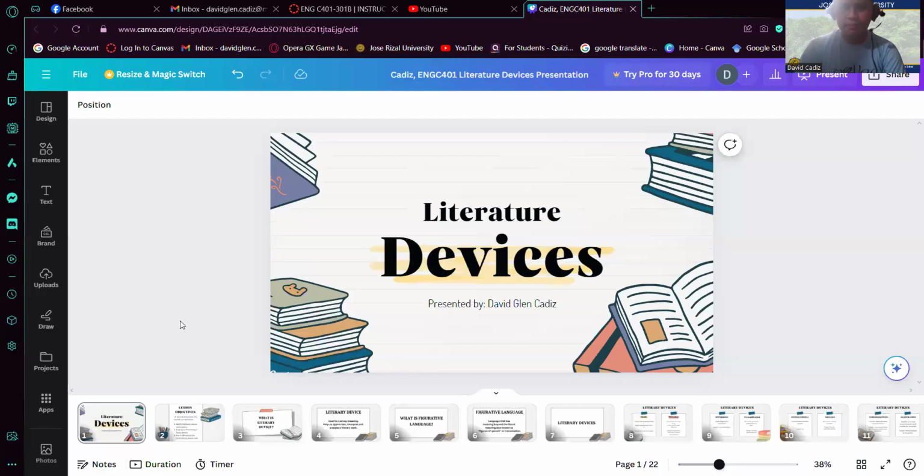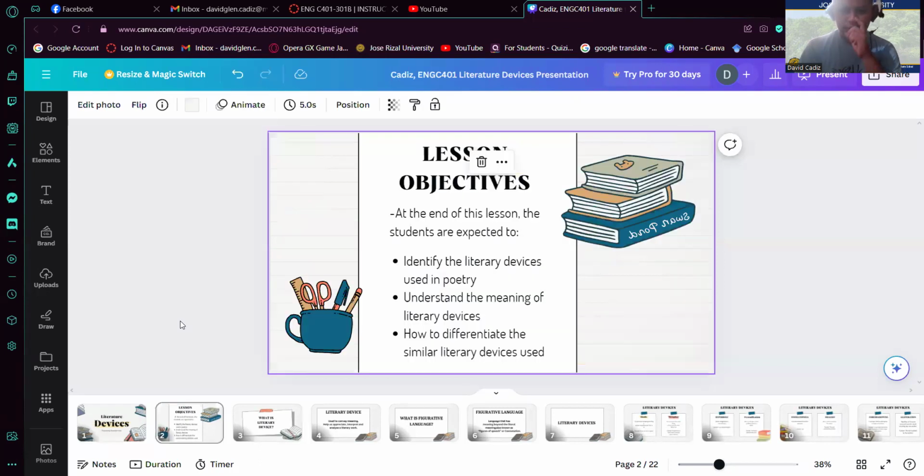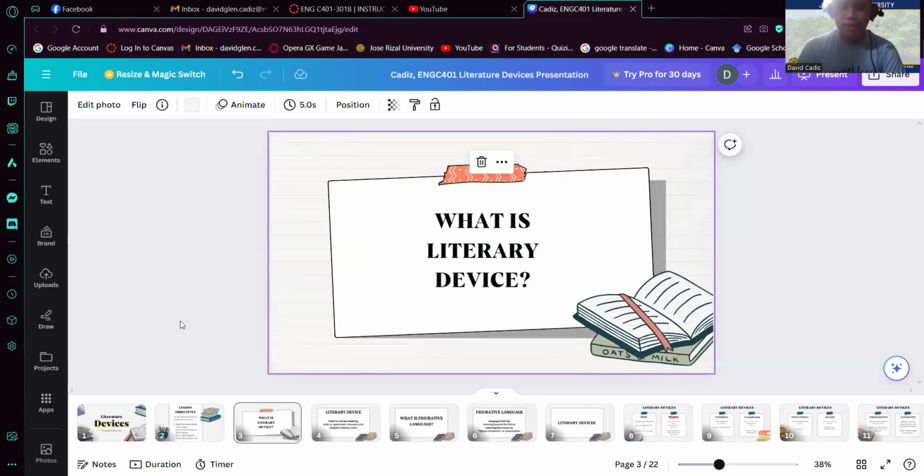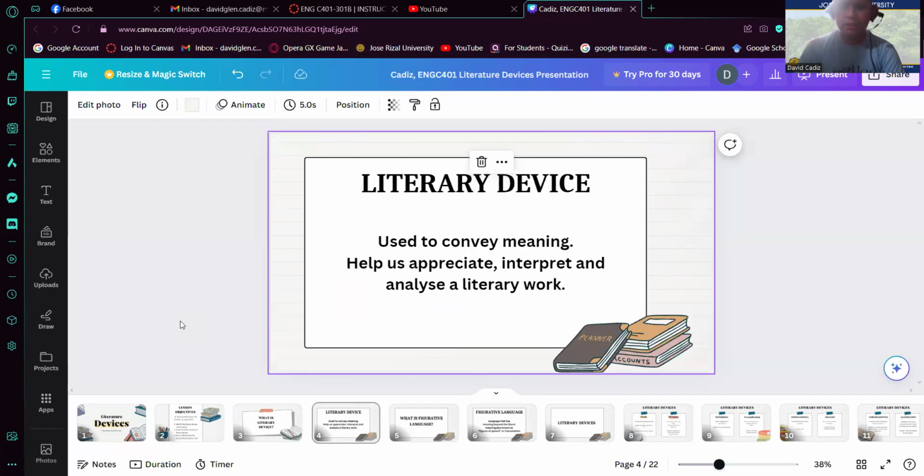At the end of this lesson, you'll be able to identify the literary devices used in poetry, understand their meaning, and how to differentiate the similar literary devices that are used. So first up, what are literary devices? Well, by definition, they are used to convey meaning and allow us to appreciate, interpret, or analyze a literary work.